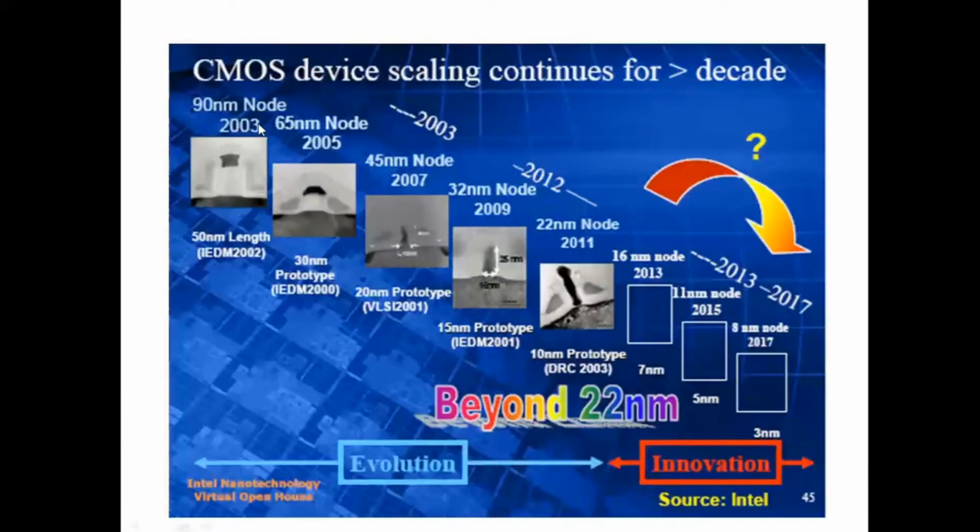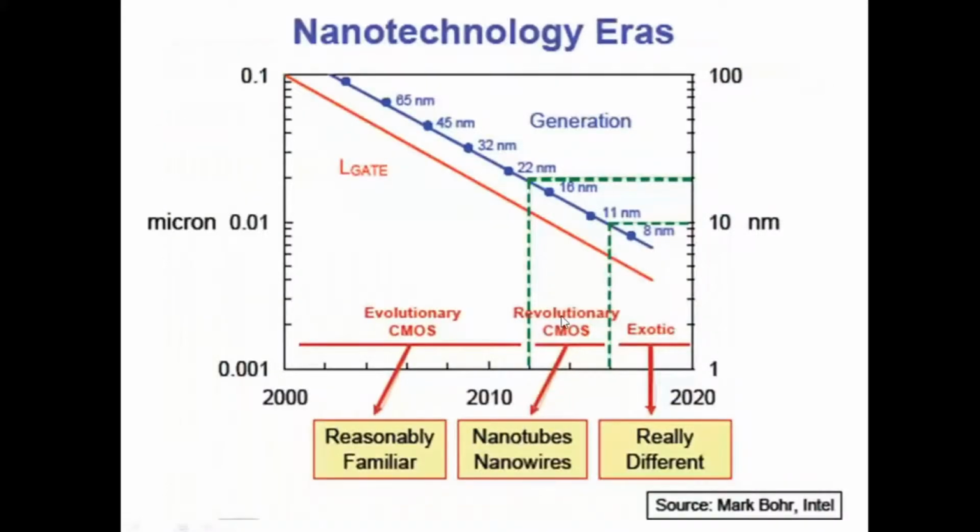Devices have scaled from 90 nanometer up to 22 nanometer. This process over the years has been known as CMOS evolution. Beyond this, as we go to 7 nanometer, 5 nanometer and 3 nanometer, we need some innovative solution. This is also known as revolutionary CMOS, wherein novel materials like nanotubes and nanowires are used to improve the functionality of the device. Beyond this 11 nanometer node, we will require something really exotic, something really different, like spintronics. And this part will no longer be CMOS. CMOS will typically end at around this technology node.